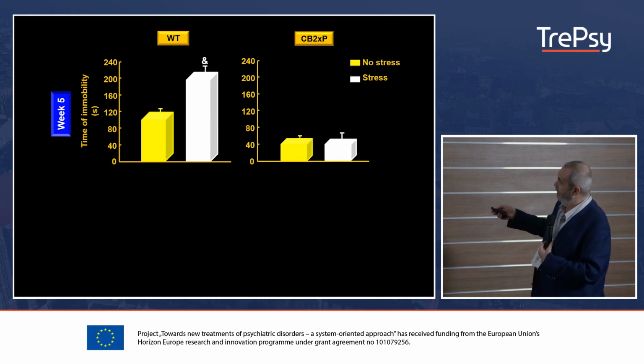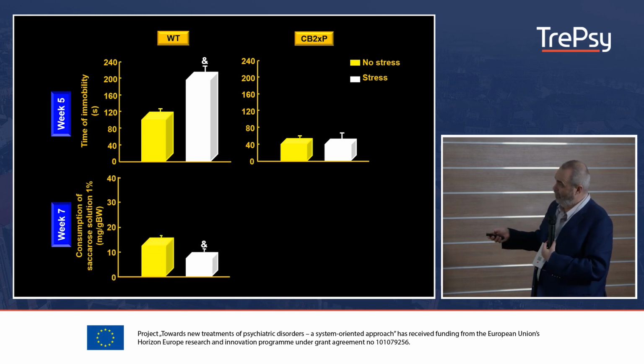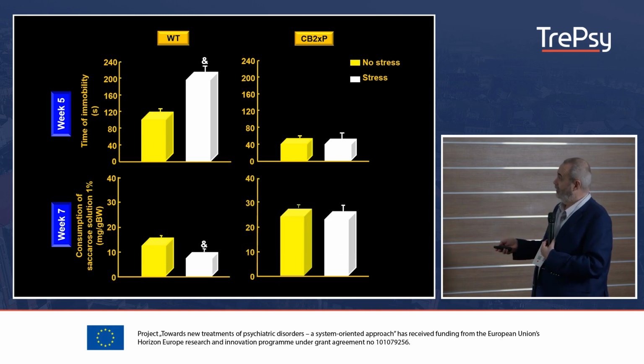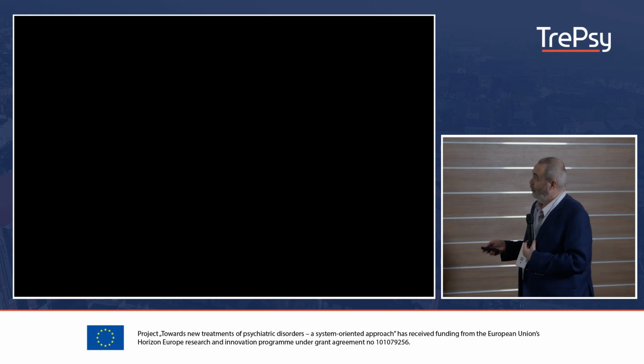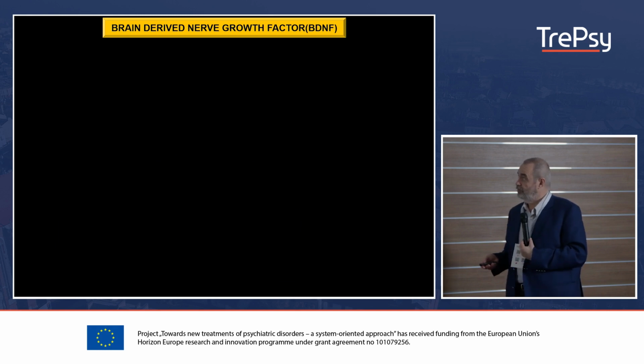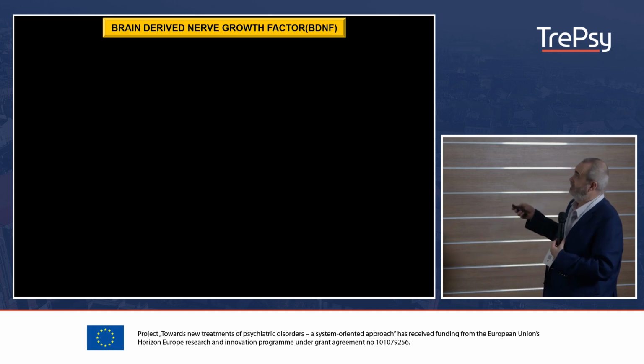In the wild type, there is an effect, but no effect in the mice overexpressing the CB2 receptor. On week 7, there is a decrease in consumption of saccharose, and there is no change in the mice overexpressing the CB2 receptor. So with this in mind, what we tried to study is what is happening.